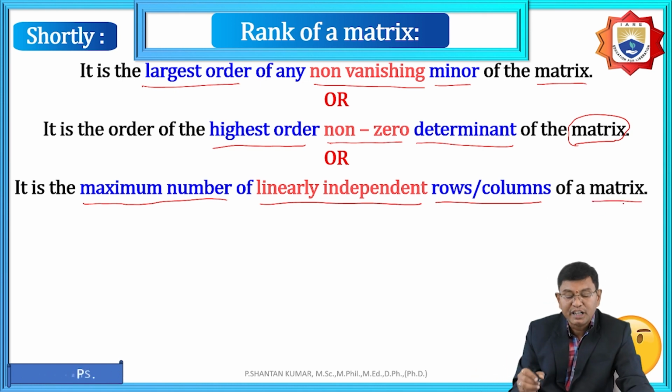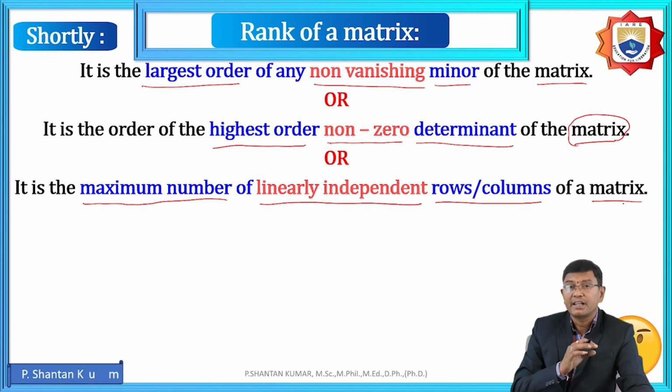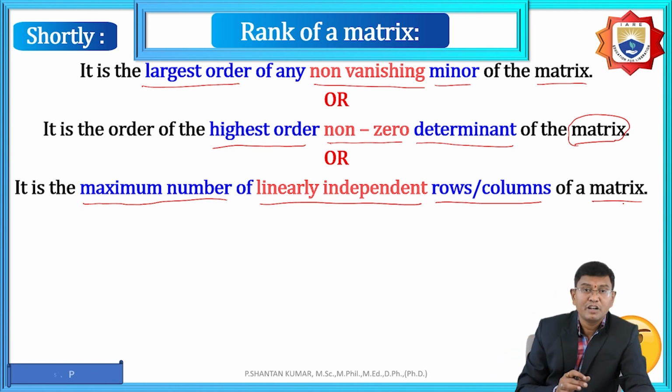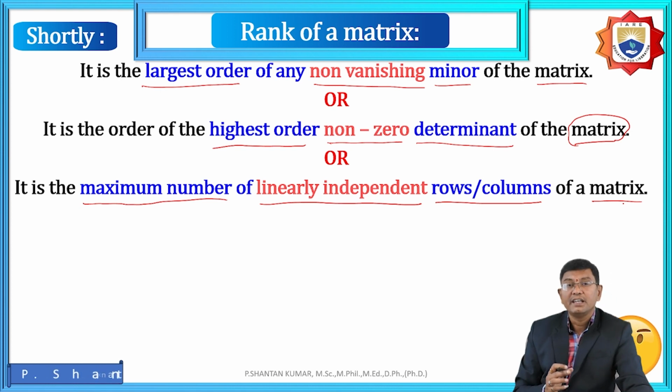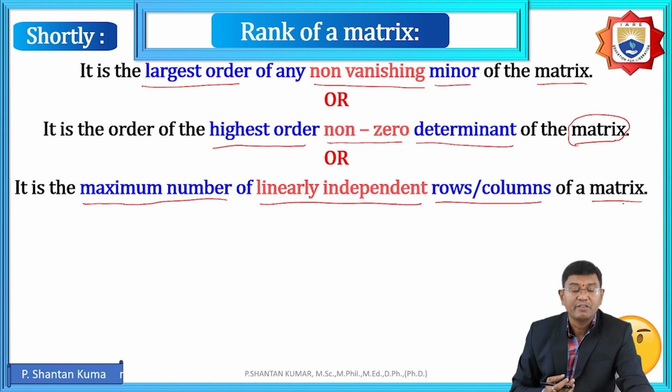Therefore, based upon the first statement, second statement, and third statement, all are equal, indirectly or directly. We define the rank of a matrix in short. That means, within a single statement, we can define the rank of a matrix in these three different ways.